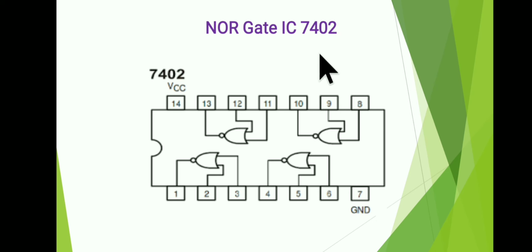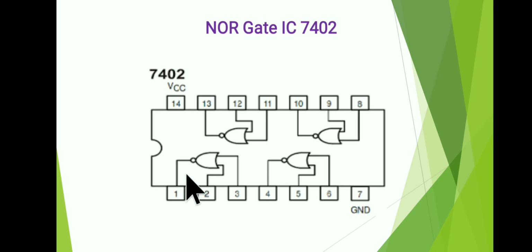NOR gate. IC 7402 is used for NOR gate. This is called 2 input NOR gate IC. In this IC, 4 NOR gates are available. See the input and output pin configuration.